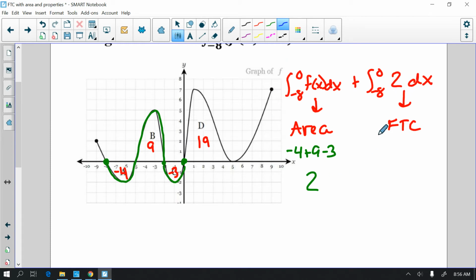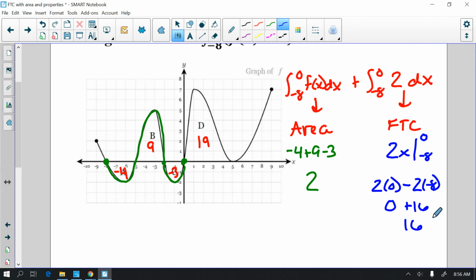This one over here, now I can actually use the fundamental theorem. I can take the antiderivative of 2 and do F of b minus F of a, because the antiderivative of 2 is 2x. Now I substitute 0 in there, so I have 2 times 0, and then substitute -8, so I have 2 times -8. That gives me 0 minus -16, which is 0 plus 16, and that gives me 16.